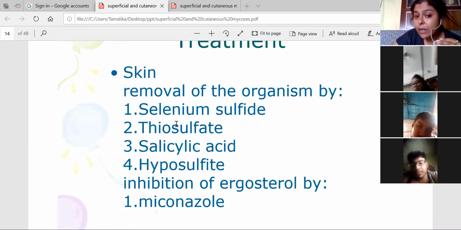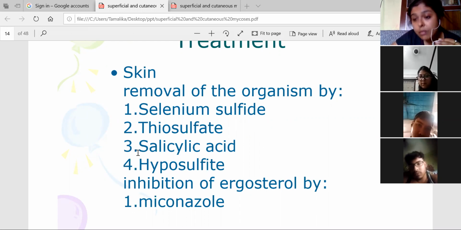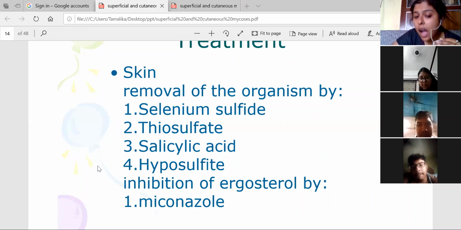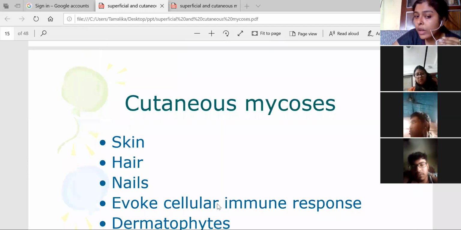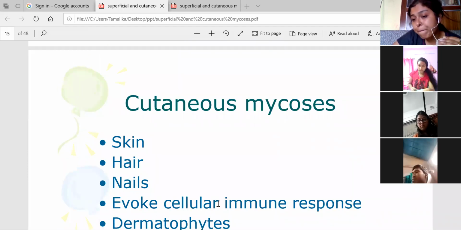Treatment is removal of the organism. You can kill the organism with selenium sulfide, thiosulfate, salicylic acid, hyposulfite. Ketoconazole-type antifungal drugs are also used. Apart from these, you can also inhibit it with the drug miconazole. It is miconazole. Okay? Am I clear?